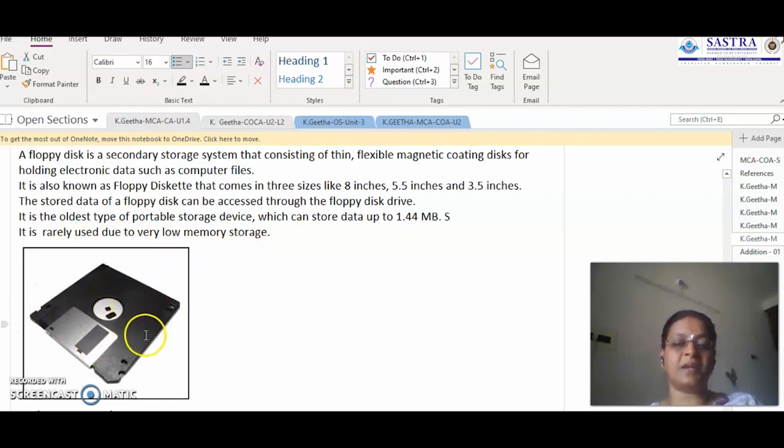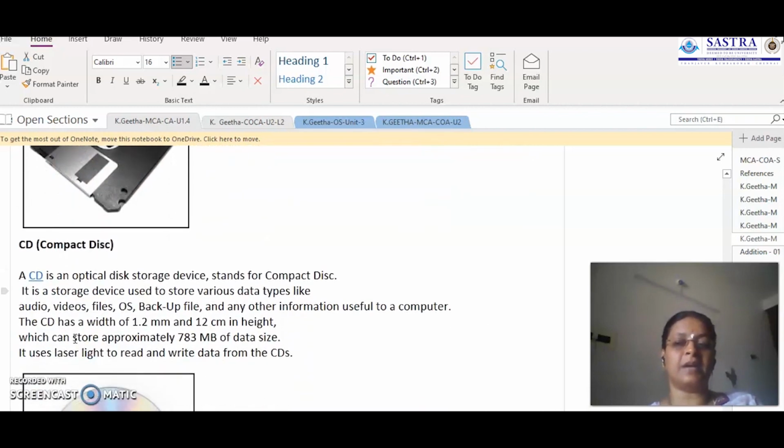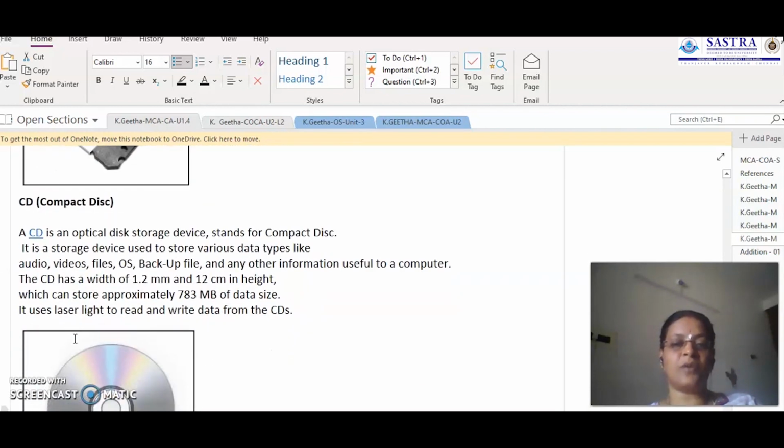Of course, the material inside this floppy disk is made up of some plastic material with a flexible magnetic coating, and it records information by making use of magnetic principles. Then comes the CD, which is often used, and I hope you all will be aware of this. It is an abbreviation of compact disc.